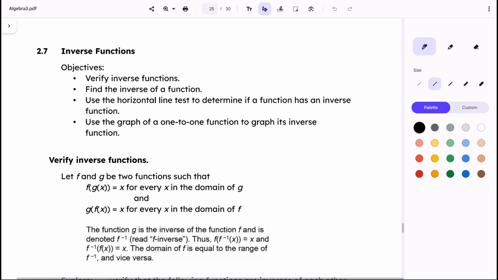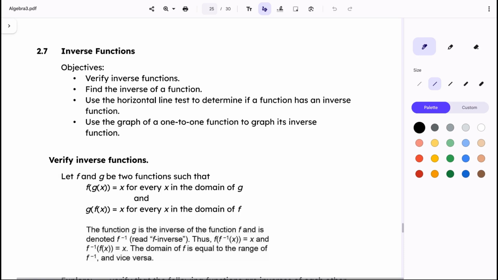We'll also talk about how to look at a graph and decide if it has an inverse or not, and then how we could maybe graph that quickly, not having to spend a lot of time creating a whole set of points and stuff. We can just use what we know from the graph, use that information to help us graph the inverse, if it has one.